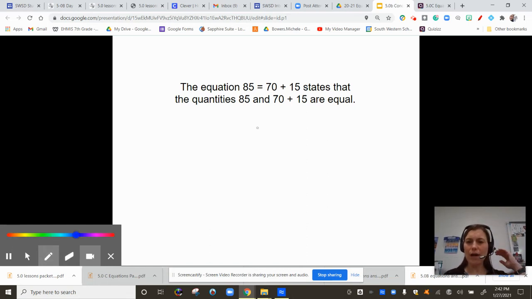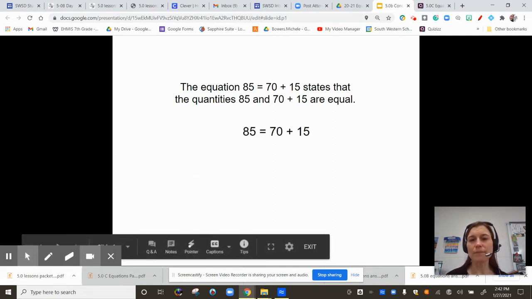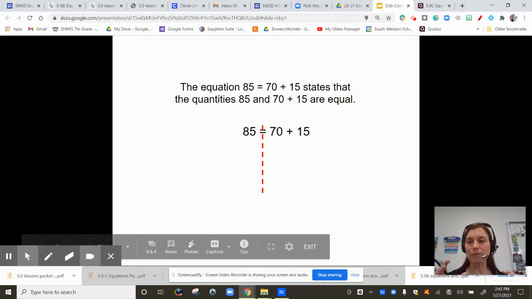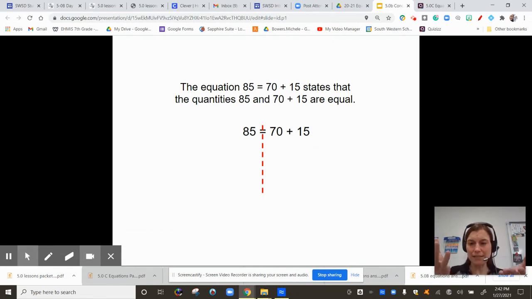So you have it for the first time, probably in the top left-hand corner. We're going to remember that 85 equals 70 plus 15. That's true. So what happens if we divide this up into 2 parts so that 85 is on one side and the 70 plus 15 is on the other side? It's like a scale. It's balanced. 85 is the same thing as 70 plus 15. They're the same at this point.